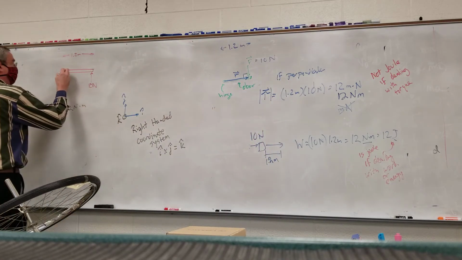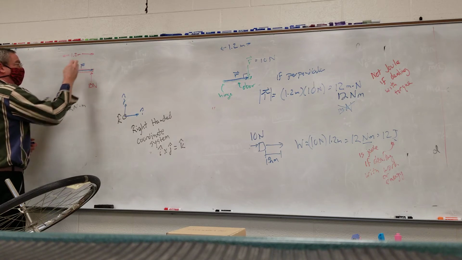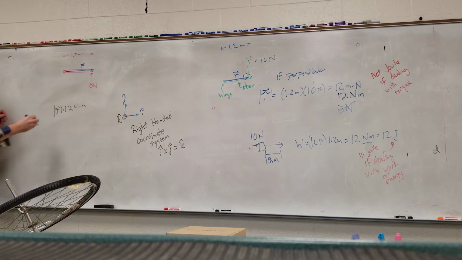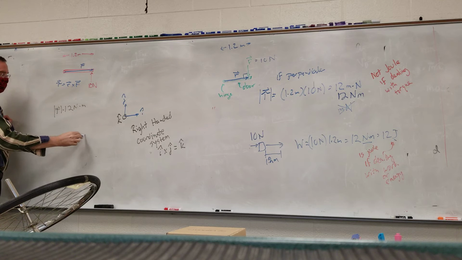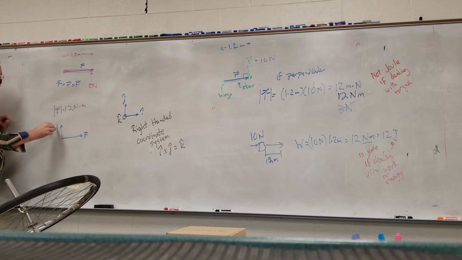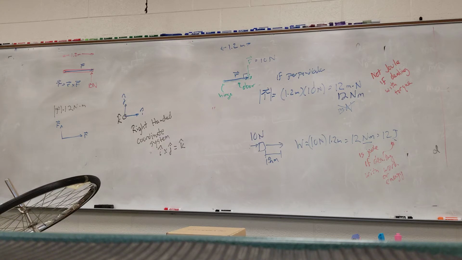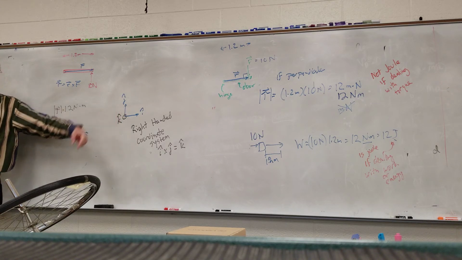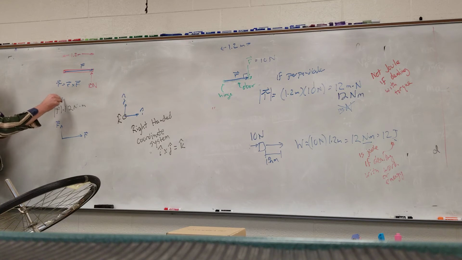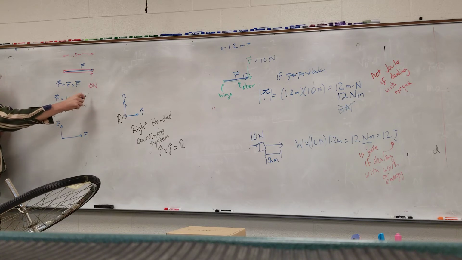Over here, there's my R. Remember, torque is R cross F. So I have my R going in that direction, my force was going up. R cross F is pointing out of the board, which, given the way I set up I and J, out of the board is positive K. So my torque here, 12 Newton meters K.